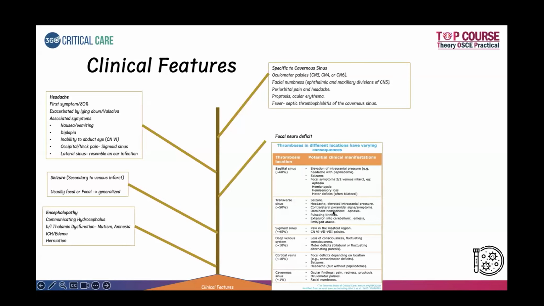This table shows a gist of possible symptoms when particular sinuses are involved, but there is a very high degree of overlap. For example, in the sagittal sinus, 60% of cases are because of thrombus in the sagittal sinus in isolation. They can present with elevated intracranial pressure, such as headache and papilloedema. Patients can have seizures.